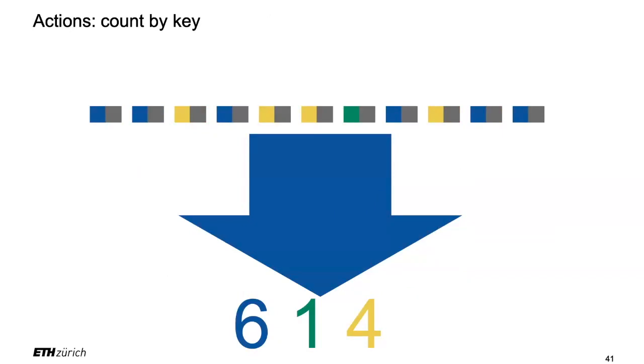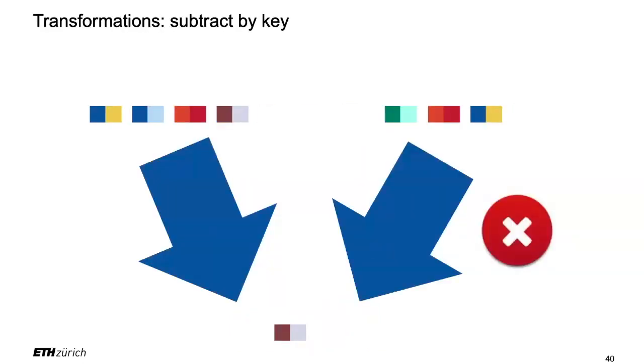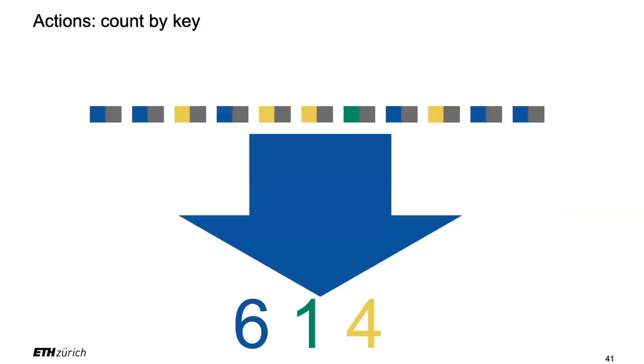Count by key. Well, it's very similar to count by value, but this one is an action also, and it counts the keys instead of the individual values, right? So blue 6 times, green once, yellow 4 times, right? So count by key. Who is with me on that? Okay, it's an action. That was transformations here. Now it's an action. So that's actually downloading that as a Python dict to your laptop.